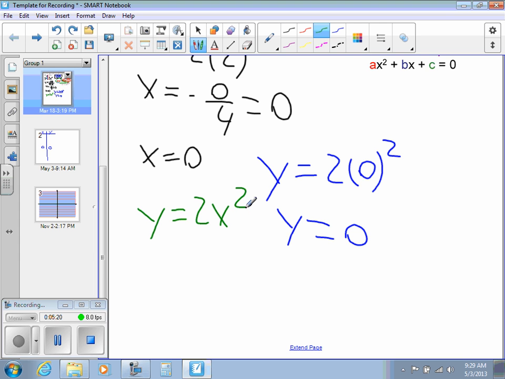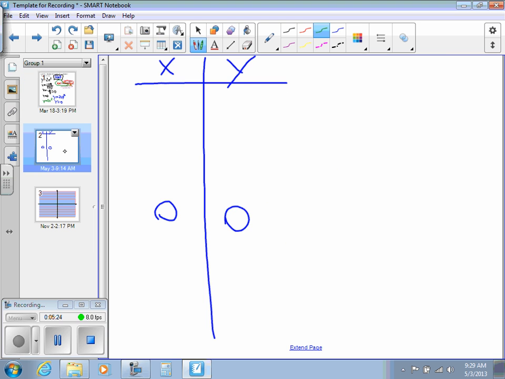Now I need to find some more points. So let's go over to this page and put in our equation again. Y equals 2x squared. And let's try plugging in some values. I want some that are greater than 0 and some that are less than 0 for my x, so that I can figure out what y equals for that.